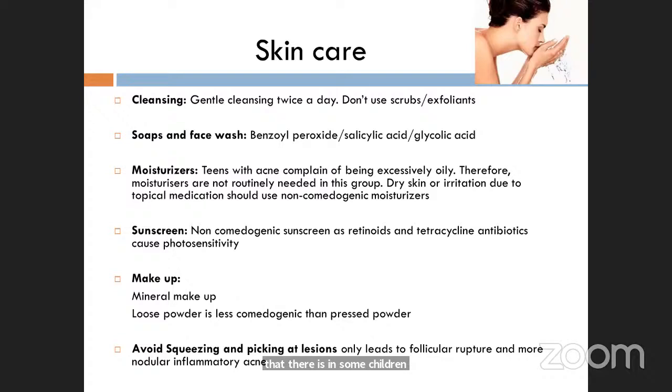And next in skincare is that you have to tell the child that in some children specifically, there is an urge to squeeze and pick at the lesions. This they have to avoid, because picking at the lesions can increase their chances of scarring and can increase their chances of pigmentation also, and it can turn into more inflammation, causing more damage. Next slide, sir, please.